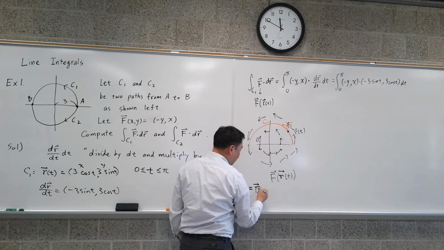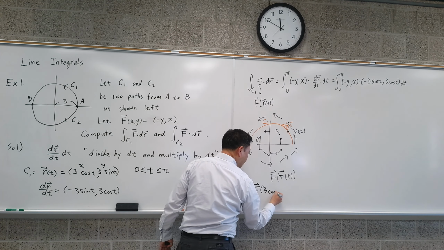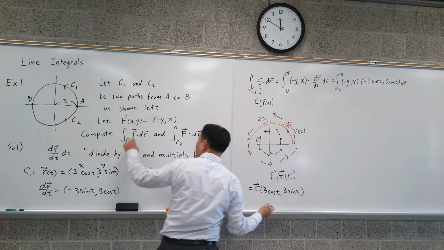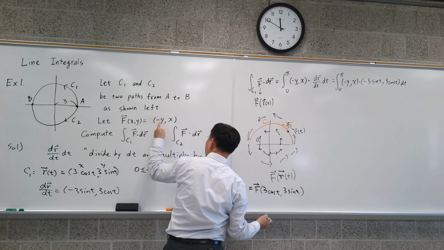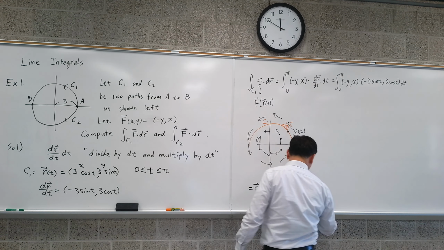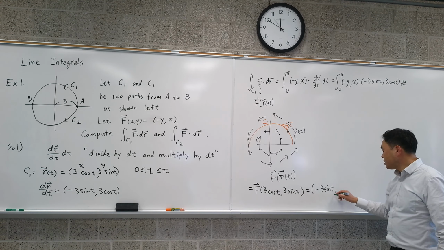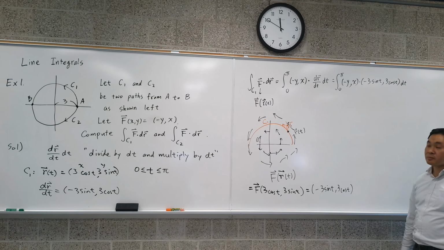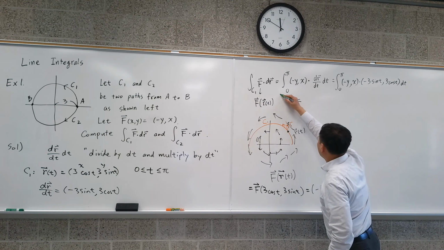And therefore, F of r(t) is going to be F of 3 cosine t, comma 3 sine t. Whatever you plug in, F switches the two around and puts a minus on the first one. So that's going to be negative 3 sine t, comma 3 cosine t. Okay, that's what's going to happen.